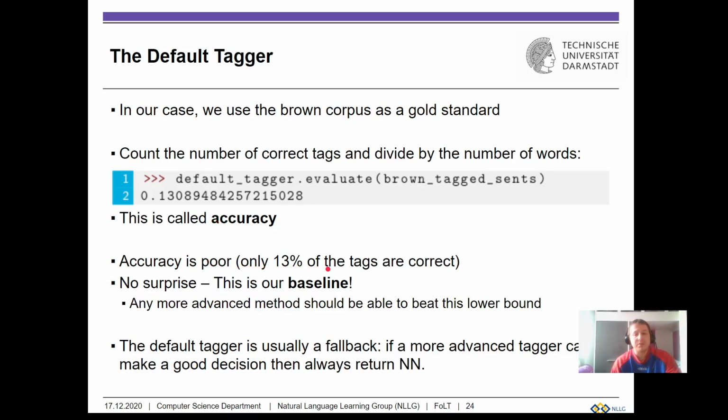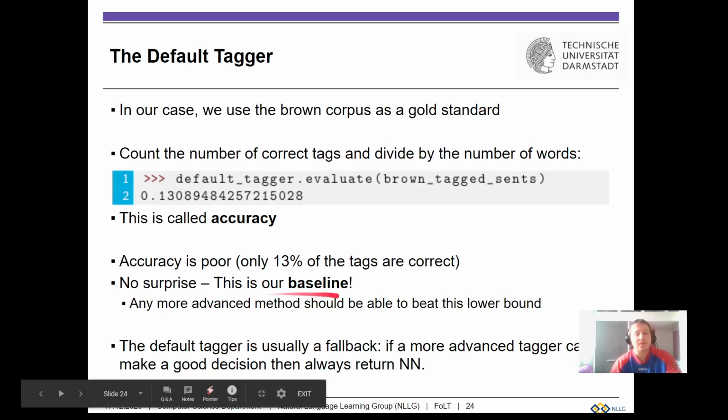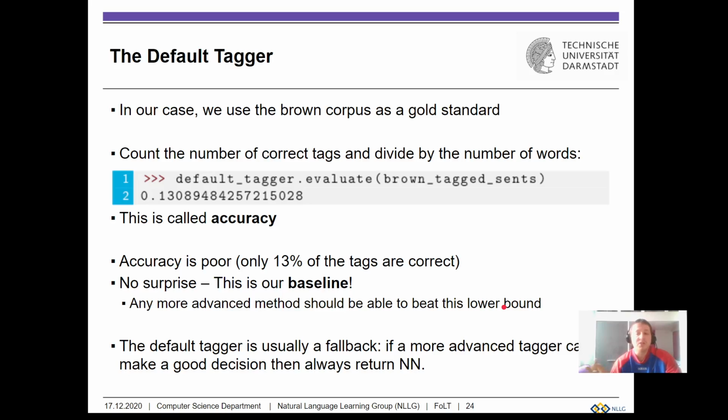It's only 30%, when we recall that we said in the introduction to this lecture and in the last lecture that state-of-the-art taggers achieve an accuracy of over 95%. However, that's no surprise because this is our silly baseline. Any advanced method should beat this lower bound. So we can call this a lower bound, and the upper bound would be the human consistency, right?